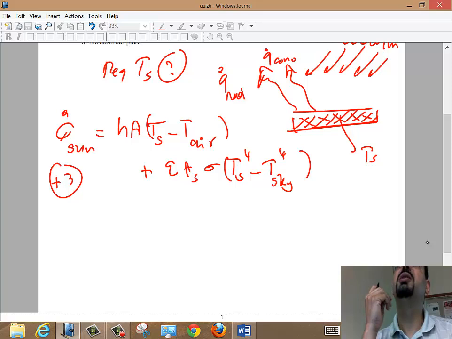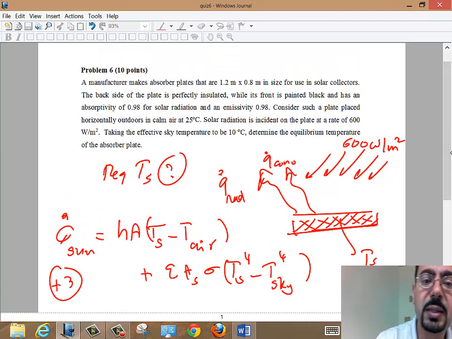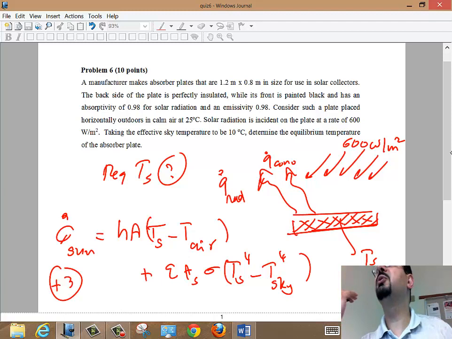Alright. So now, yes, James. What if you assume it was a black body and calculated it? Right, so James' question is, what if we assume it's a black body? Well, if you read the problem, it says this thing has an epsilon of 0.98. A black body has an epsilon of 1. That's not a black body. Right? You have epsilon and you have alpha. You have absorptivity and you have emissivity. So it's not black body radiation.